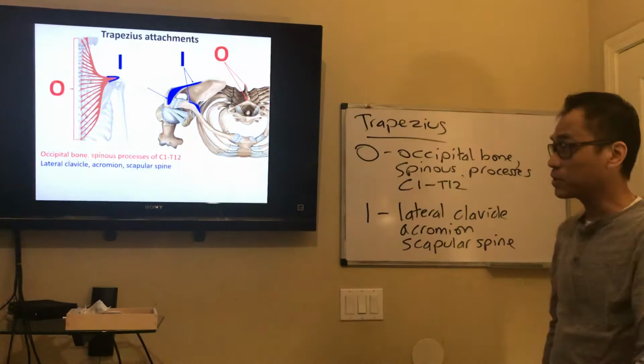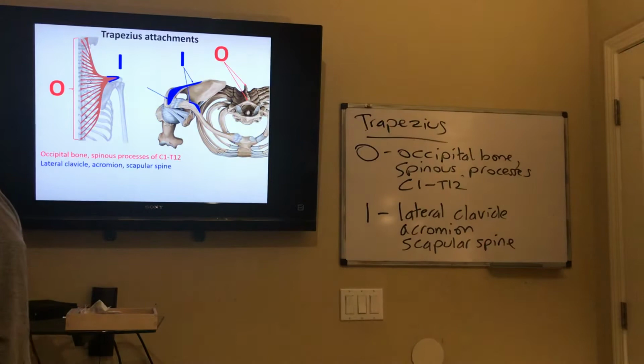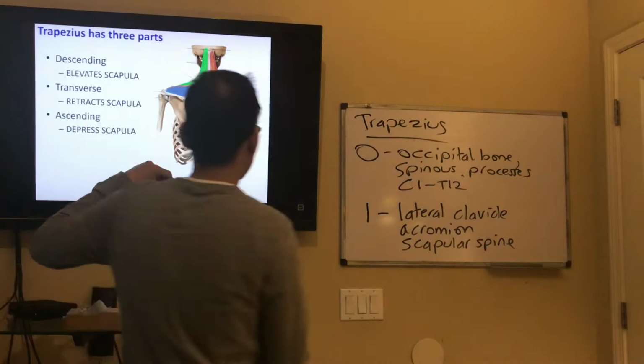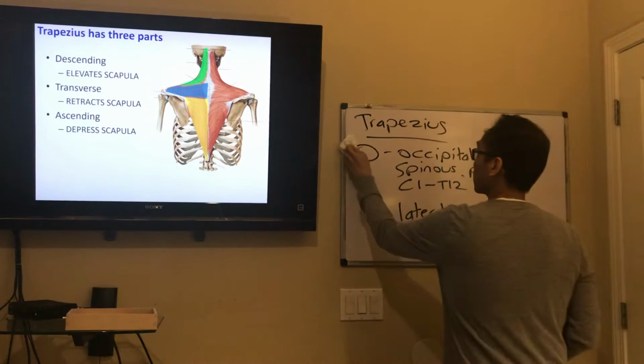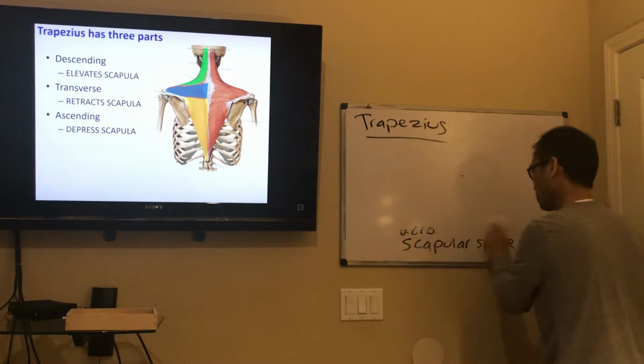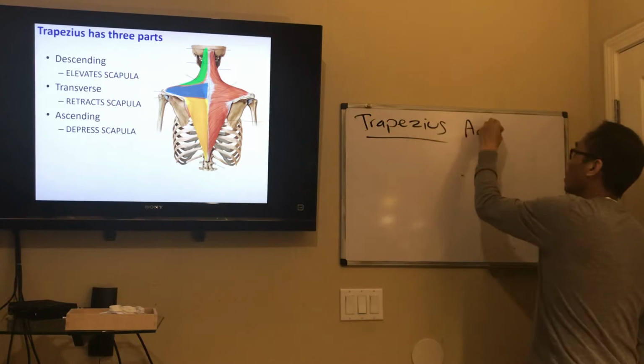So let's look at that muscle again. This is such a big muscle. We teach it as having three parts, and they all do different things. In green, these are the trapezius actions. I say the descending fibers elevate scapula.